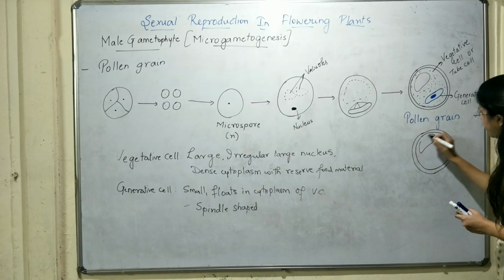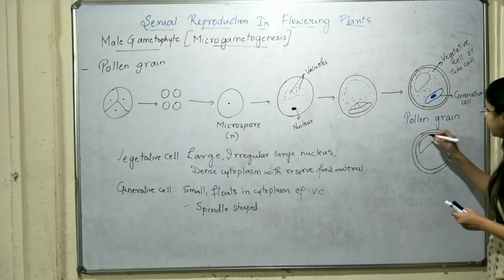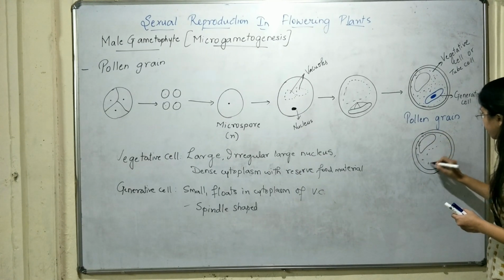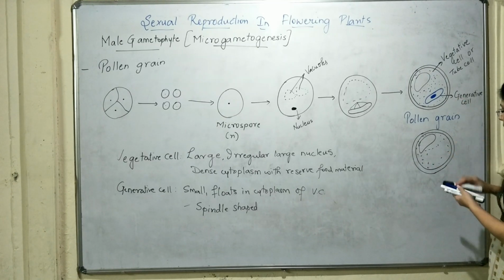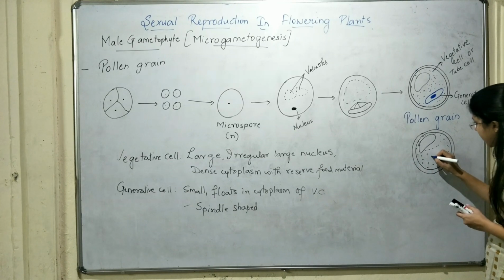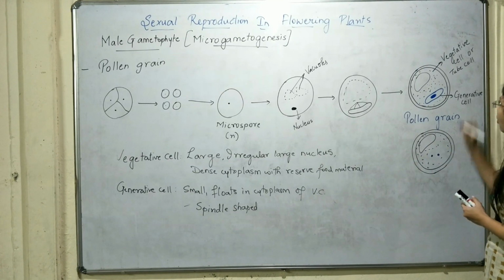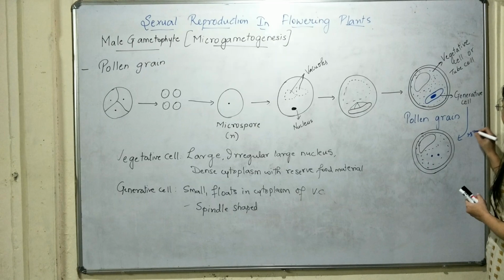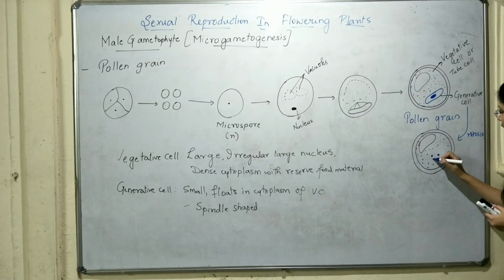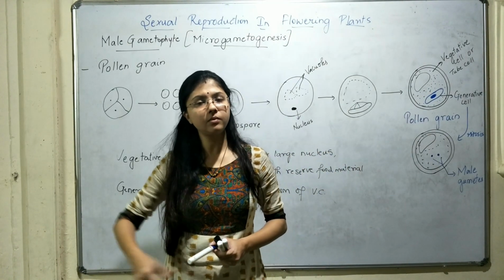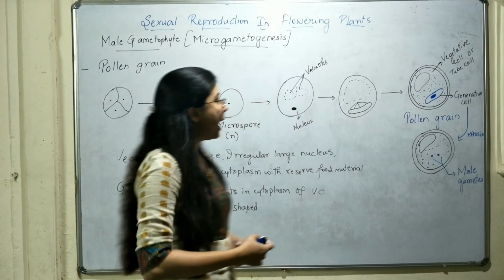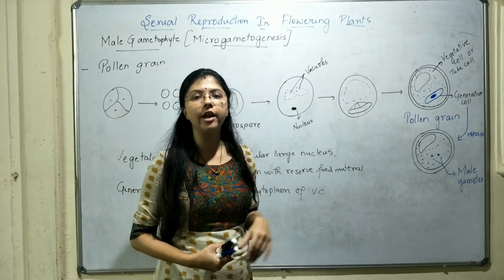This will be the vegetative cell with its irregularly shaped nucleus. This is the cytoplasm of the vegetative cell, and when the generative cell is dividing by mitosis, there will be two male gametes formed. Generative cell divides by mitosis. So now these structures which are formed are nothing but the male gametes, and this complete process is called microgametogenesis. We will now study the characteristics of the pollen grain or the male gametophyte.